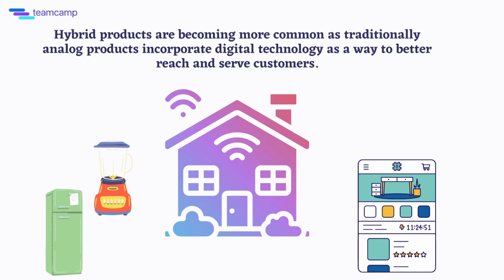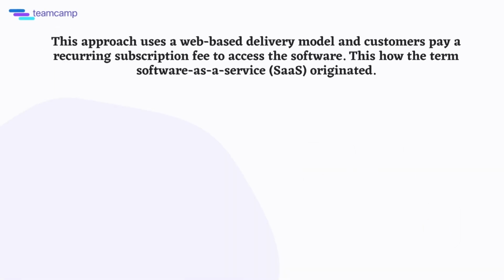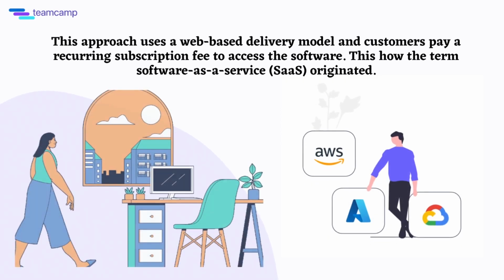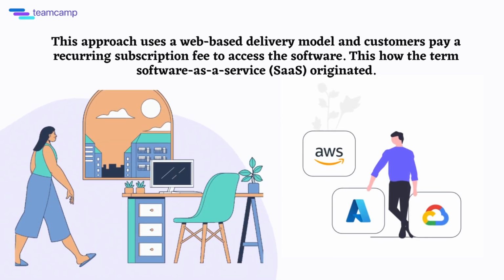But they are not hard and fast rules. For example, software can be considered both a product and a service. Traditionally, you would purchase a physical version of the program and install it on your computer, but today most software products are sold virtually. This approach uses a web-based delivery model and customers pay a recurring subscription fee to access the software. This is how the term software as a service, SaaS, originated.